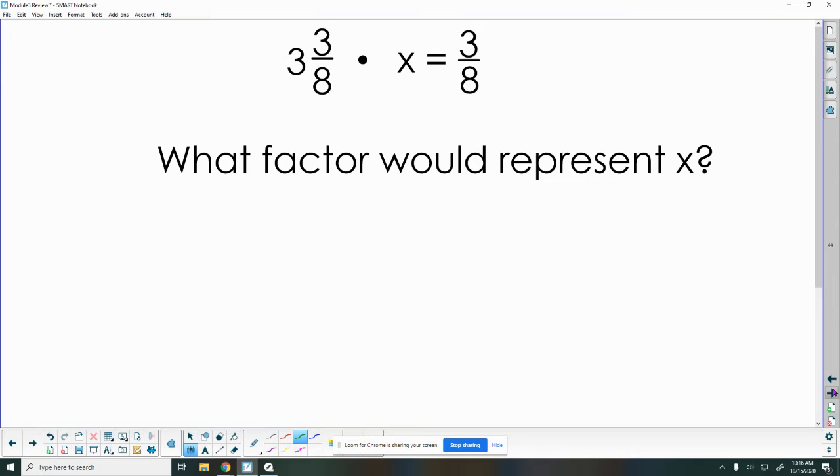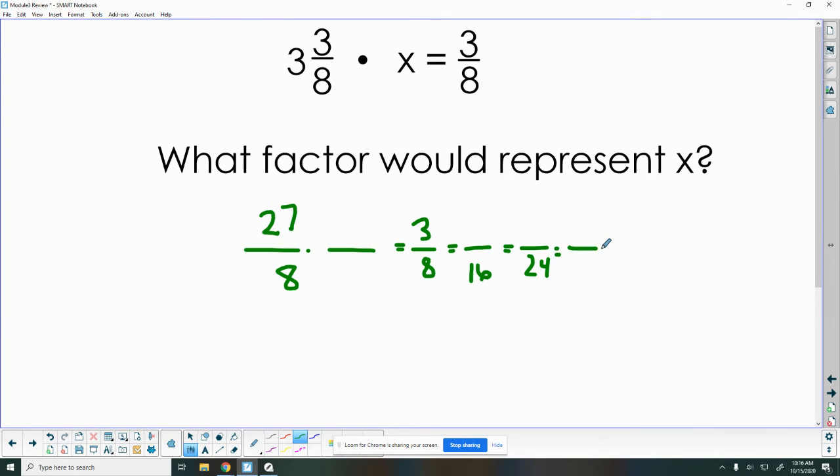check your answer. So I know I need to make this improper. So 3 times 8 is 24, plus 3 more is 27 out of 8 times something equals 3/8. Okay, I can get from 8 to 8, but I cannot get from 27 to 3 by doing a nice whole number. So I'm going to make some equivalent fractions. So 8, 16, 24, let's go one more. So I'm just skip counting here, 32.